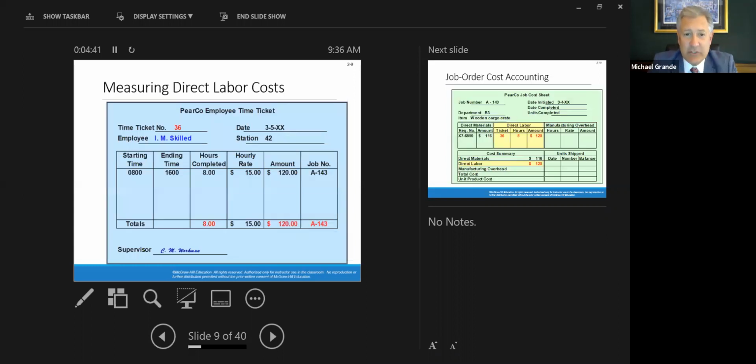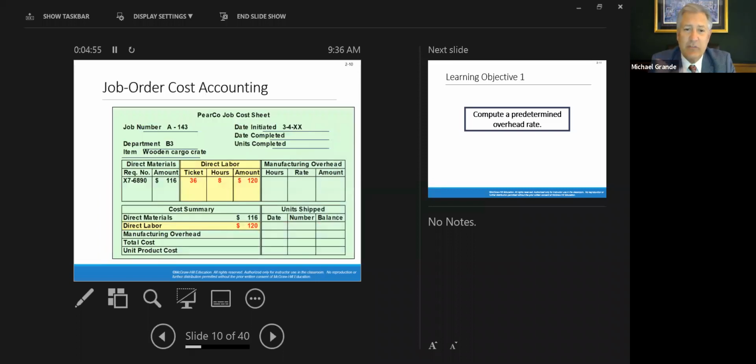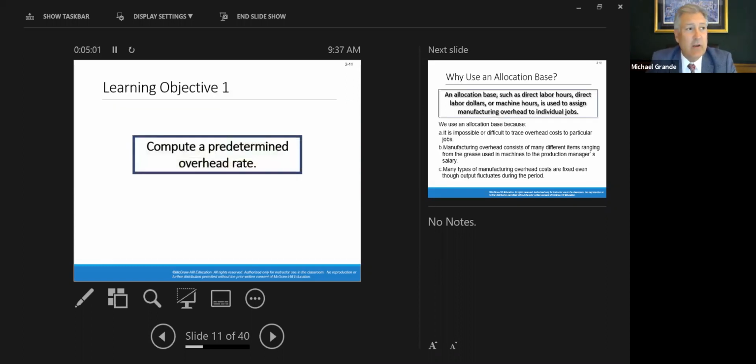Here's a timesheet where this particular employee was working on this job. This employee put 8 hours of work into it, and the labor rate was $15 an hour. The direct labor is $120. And you can see where we can trace that to that particular job. But when it comes to manufacturing overhead, we need to come up with some way to allocate it to these jobs.